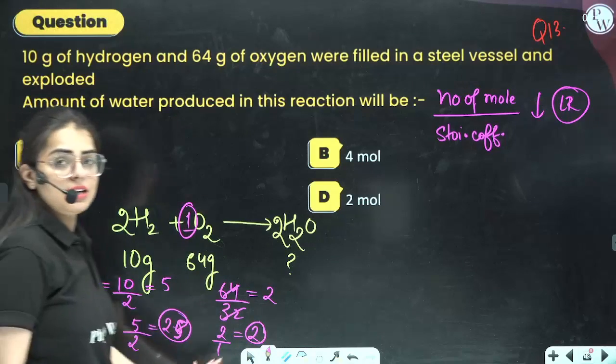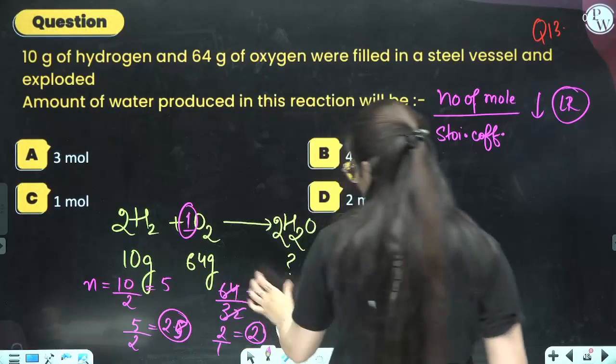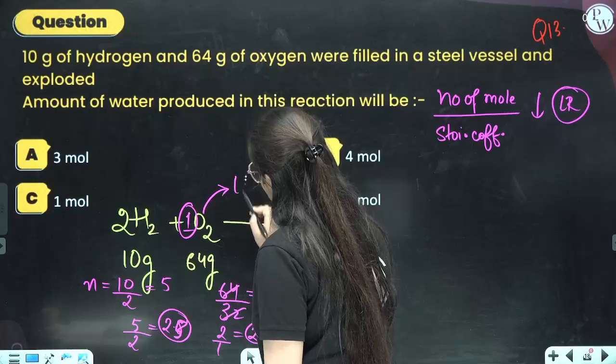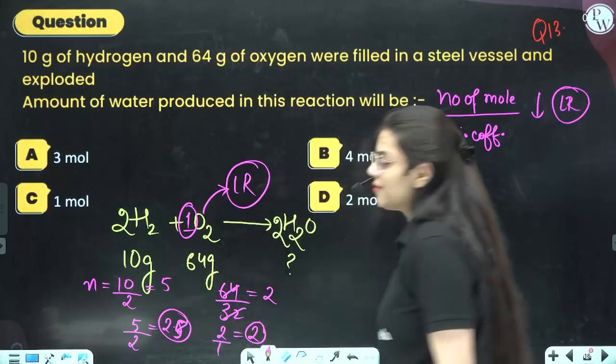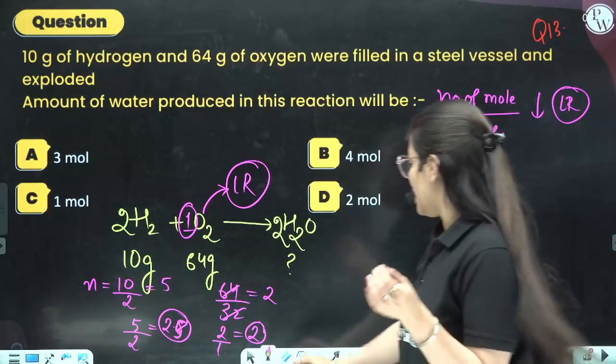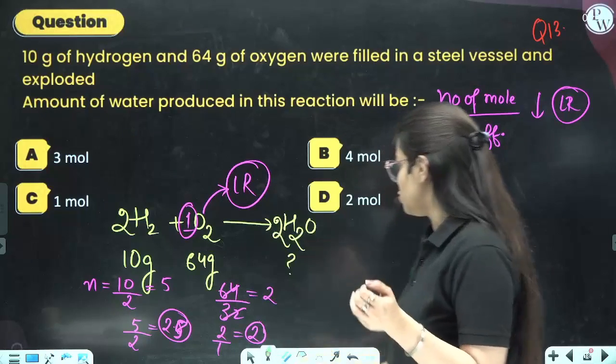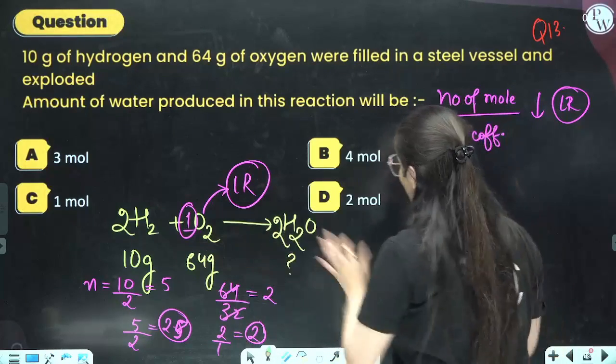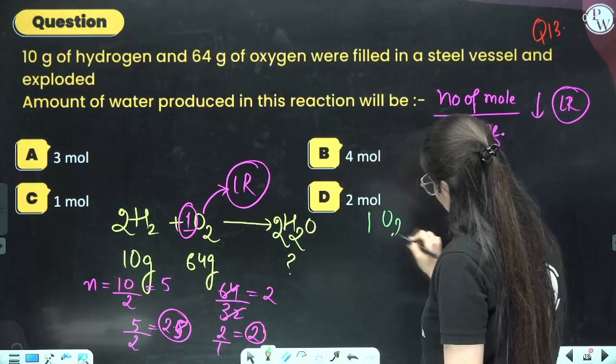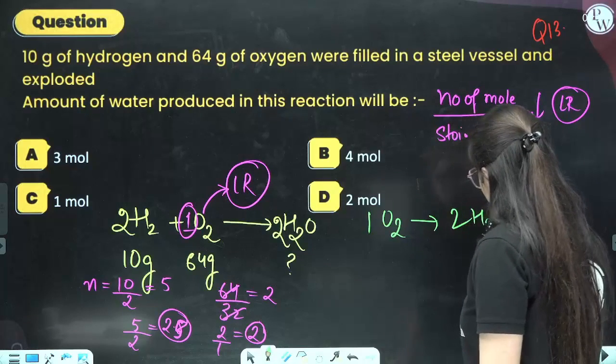Which is the lower value? Ma'am, this 2 is the lower value. That means this is our what? Limiting reagent. O2 is our limiting reagent. That means O2 is going to help us calculate the mass of H2O. Now see, one O2 is forming how many H2O? Ma'am, one O2 molecule is giving 2 H2O molecules.